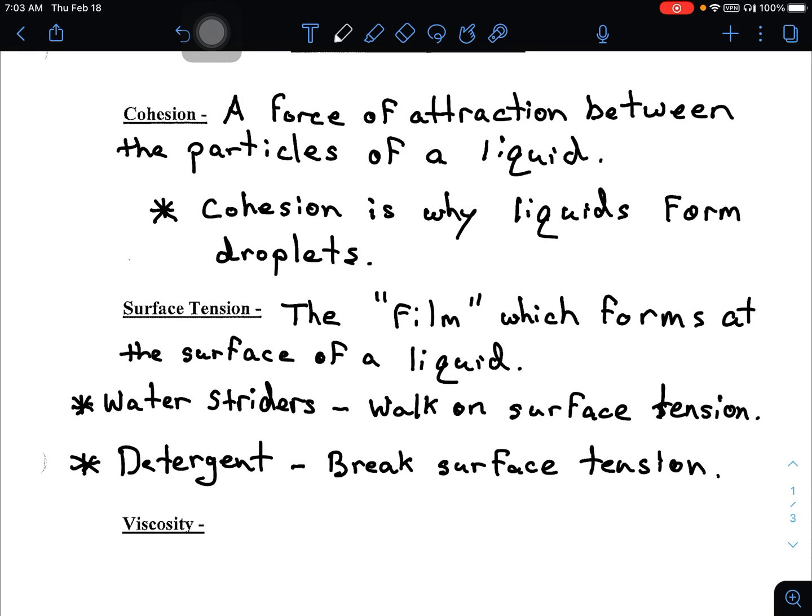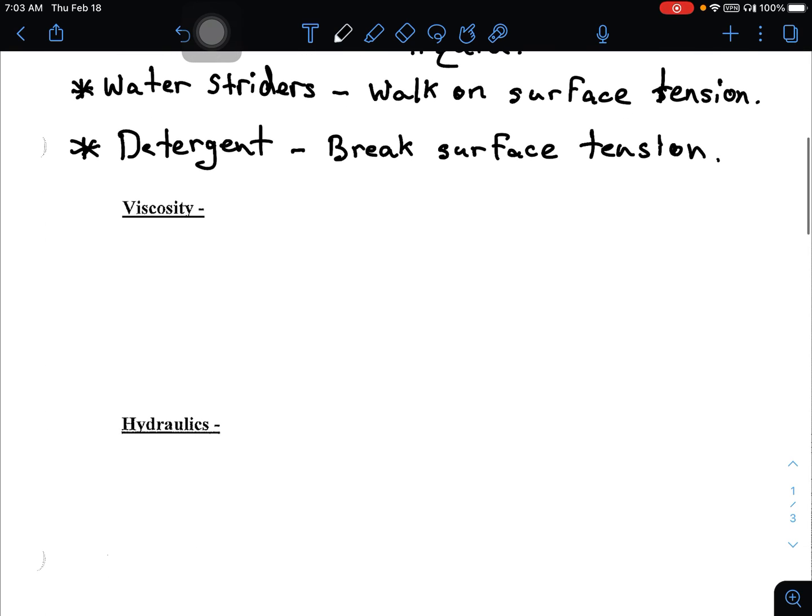Okay, so again, I have some demos on surface tension, which certainly makes this a little easier to picture rather than just writing down words, but we'll do this today and we'll take care of that tomorrow. Okay, so moving along. Next term on the list that pertains to liquids is viscosity.